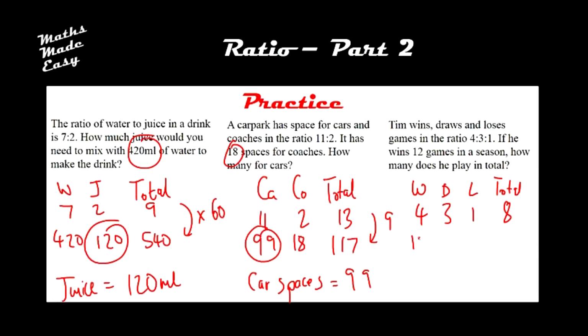So 12 goes underneath the 4 for wins. That's a multiply by 3, and 3 times 3 is 9, 1 times 3 is 3, 8 times 3, 24. It says how many does he play in total, so that's this number here, so 24 games in total. And that completes the part 2 of ratio.